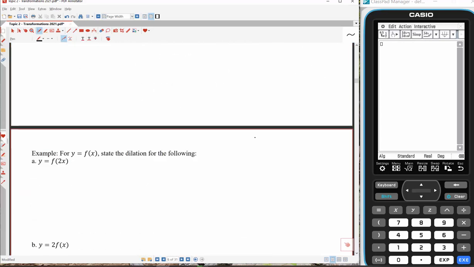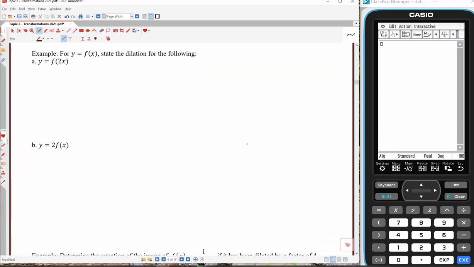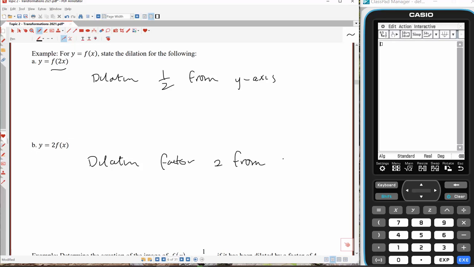All right, so let's get stuck into a few more of these. For y equals f of x, state the dilation for the following. This is a dilation factor 1/2 from the y-axis. This one here is a dilation factor 2 from the x-axis.